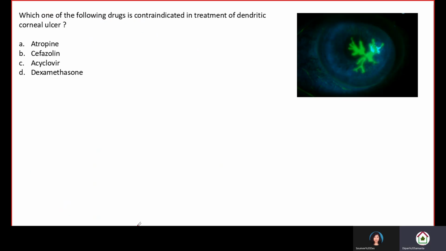Okay, next. Which one of the following drugs is contraindicated in the treatment of dendritic corneal ulcer? Atropine, cefazolin, acyclovir, dexamethasone.